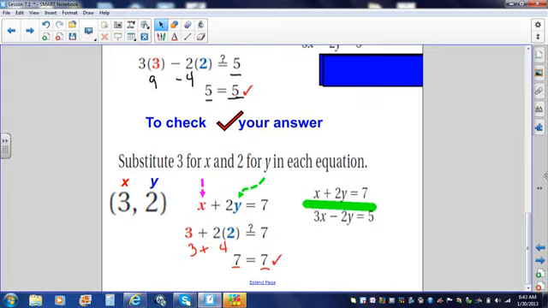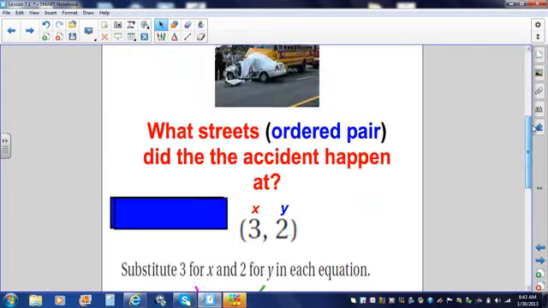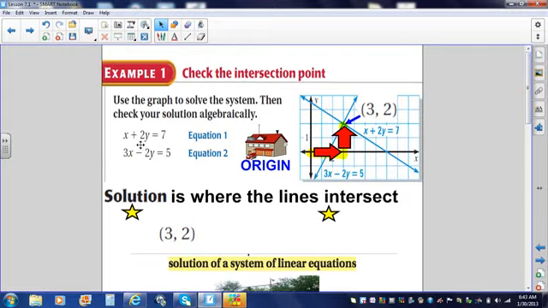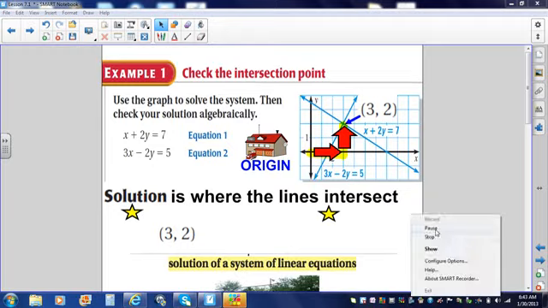So what do you need to remember from today's podcast? You need to remember that when you have 2 linear equations, we call that a system of linear equations. And you need to remember that at whatever ordered pair the lines intersect, we refer to that as the solution. Wherever the lines intersect would be the solution to the problem. To check it, substitute in an ordered pair, plug and chug.